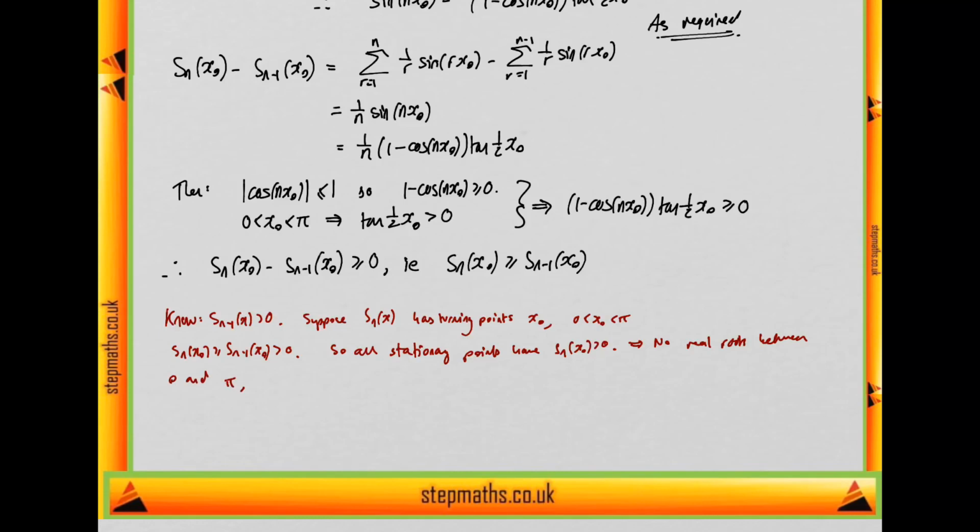And why is that? Because if there was, we would have that Sn of x naught is less than or equal to 0. I hope that makes sense. I'm going to draw a picture in a minute, so just bear with me. So finally, since there are no roots in the interval, and it must be positive at some points, we must therefore have that Sn of x is greater than 0 as well.